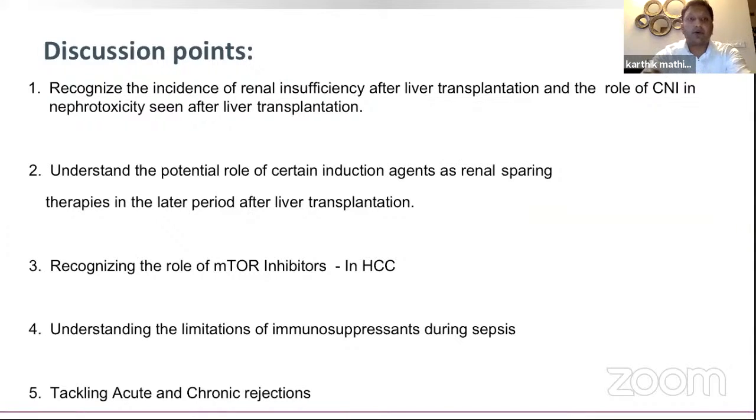Yeah, so we're going to discuss the key points. The main concerns are how to recognize the incidence of renal insufficiency after liver transplantation and the role of CNIs in nephrotoxicity seen after liver transplantation. Understand the potential role of certain induction agents, especially the so-called renal sparing therapies, in the later period after liver transplantation. And also in hepatocellular carcinoma, the role of mTOR inhibitors, which also play a pivotal role in preventing recurrence. And understanding the limitations of immunosuppressants during sepsis and how to tackle acute and chronic rejections.